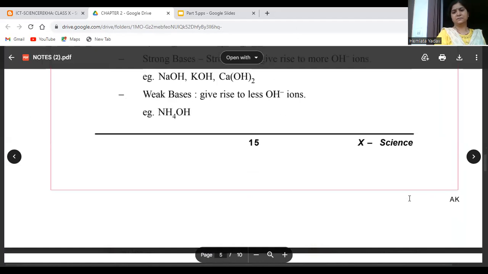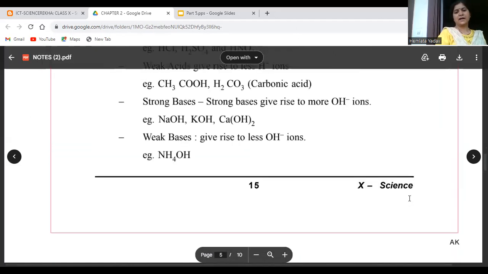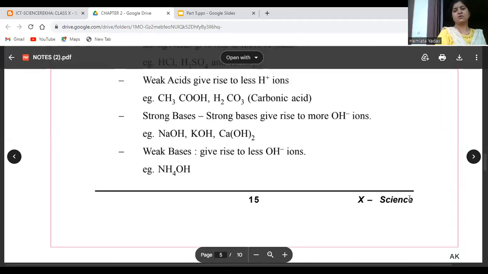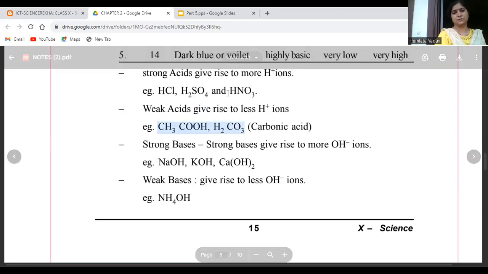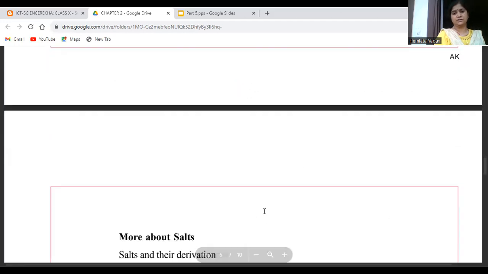Now weak bases are the bases, like NH4OH is a weak base, which give rise to less OH-. Strong bases are NaOH and KOH. Weak acids are CH3COOH, which gives less H+. Strong acids are HCl and H2SO4, which give H+ in higher concentration.